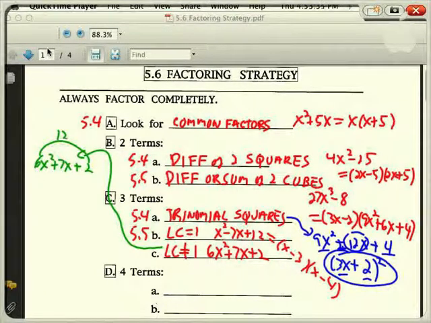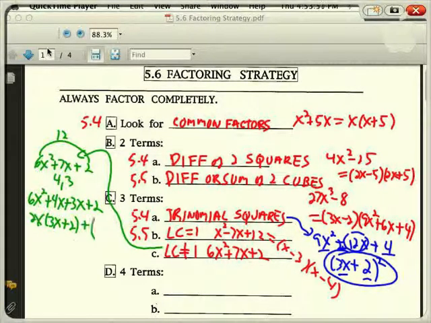6 times 2 is 12. Two numbers that multiply out to 12 and add up to 7 are 4 and 3. So 6x squared plus 4x plus 3x plus 2. Then do grouping. Take 2x out of the first two terms. Take 1 out of the last two terms. And then pull 3x plus 2 out. And to review that, you'll find that in 5.5.